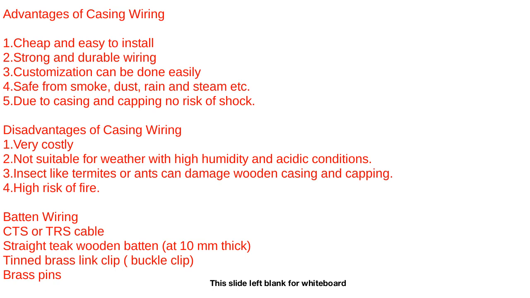Then number three is that this type of wiring system is prone to harsh weather conditions, because you can see you just lay your cables, either CTS or TRS, the tough rubber sheath cables, on the wooden batten. So they are exposed to smoke, rain, steam, humidity, etc. They are not as effective when it comes to weather as compared to the casing and capping. Humidity, smoke, steam, etc. directly affects the wire because they are directly exposed to weather.